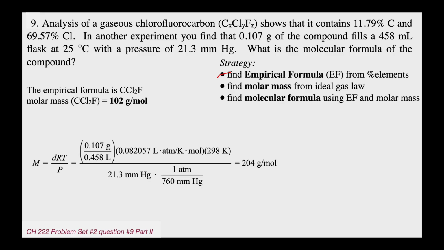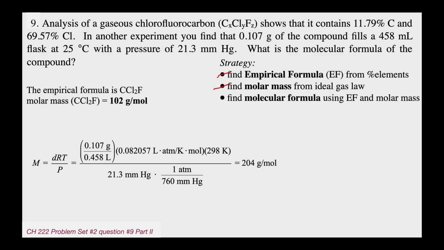Here's the way I did it using dRT over P. So again, d is going to be mass over volume, and I turned the volume to liters because gases are always grams per liter. There's R, 0.082057, T, Kelvin temperature, and in the bottom, I turned 21.3 millimeters of mercury into atmospheres. So if you did it right, and again, you don't have to do it this way, if you did it another way, that's fine, as long as you get 204 grams per mole. That's the molar mass of the entire molecule, the entire thing here, the CFC.